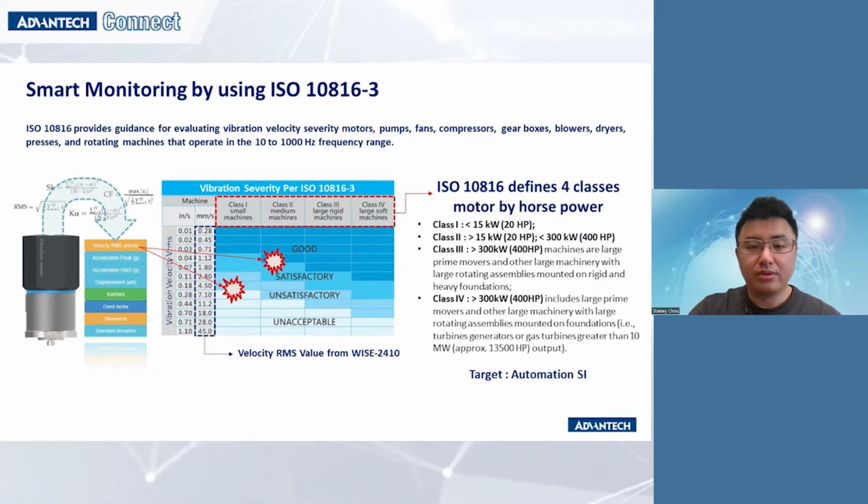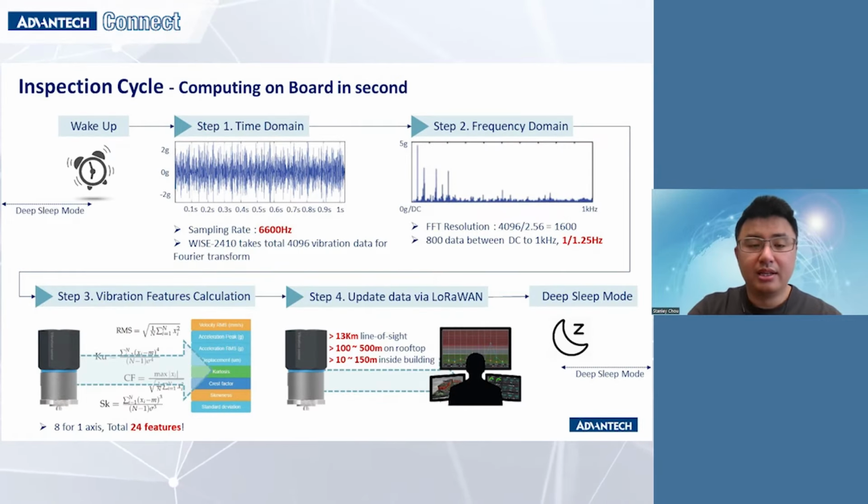So now you will have your limitations about the health status. You can easily understand the health of your facilities by cross-matching the velocity root mean square values from the WISE 2410 with the ISO 10816 table. It's really easy. And this is the magic behind our solutions.